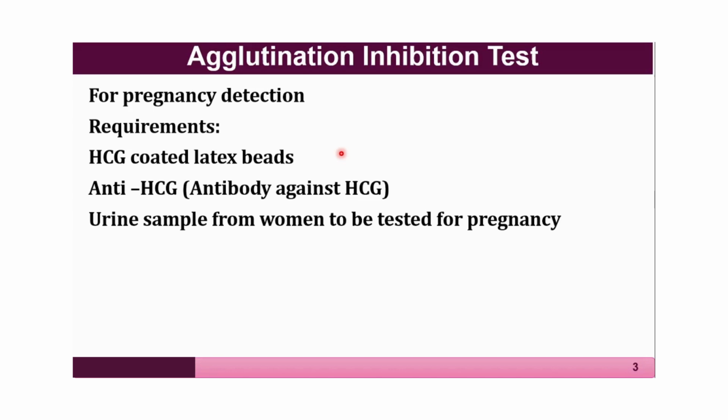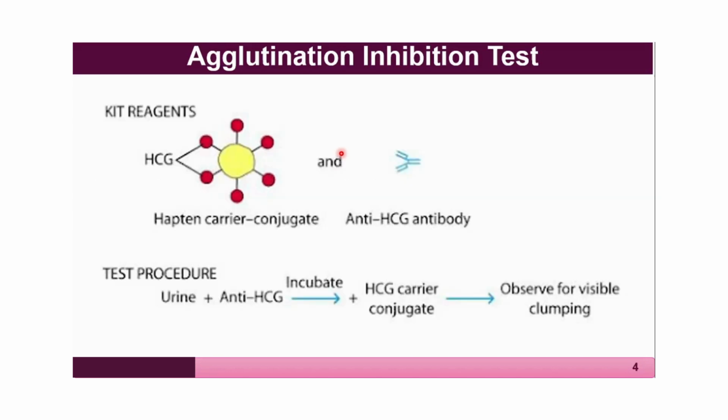Now, let us see how this test is performed. Here, the latex beads, which are shown in yellow color, are coated with the HCG hormone using a hapten carrier. That may be a linker molecule. And the anti-HCG is nothing but a simple IgG antibody molecule, immunoglobulin G, which is produced in the animal after injecting the pure HCG into the animal.